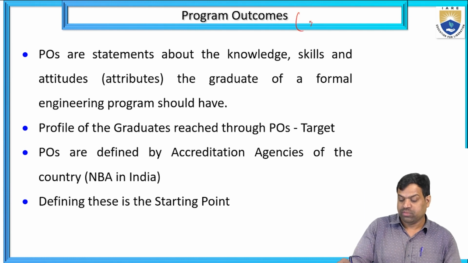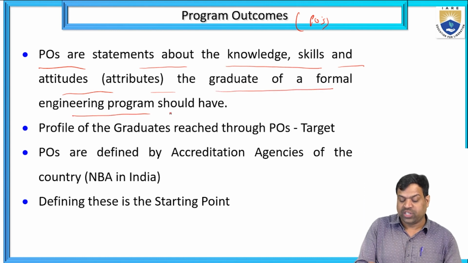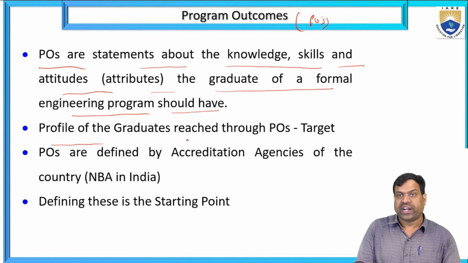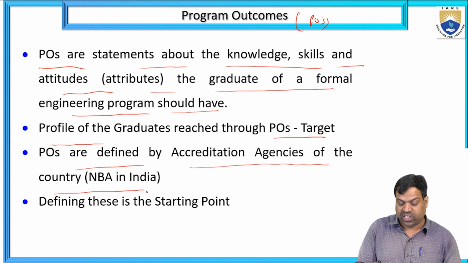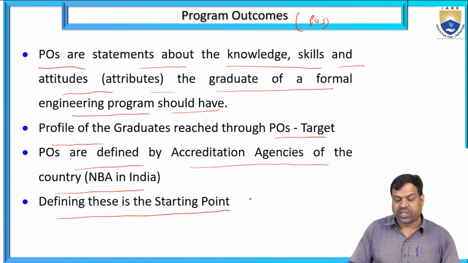Next, program outcomes, that is POs. POs are statements about the knowledge, skills, and attitudes or attributes the graduate of a formal engineering program should have. The profile of the graduates is reached through POs as targets. POs are defined by the accreditation agency of the country, NBA. Defining these is the starting point. NBA will give the POs. So are these POs matched to the course or not? These statements are about skills, attitudes, and attributes of the graduate of formal engineering. So are we reaching these POs, the target, from the courses or not?